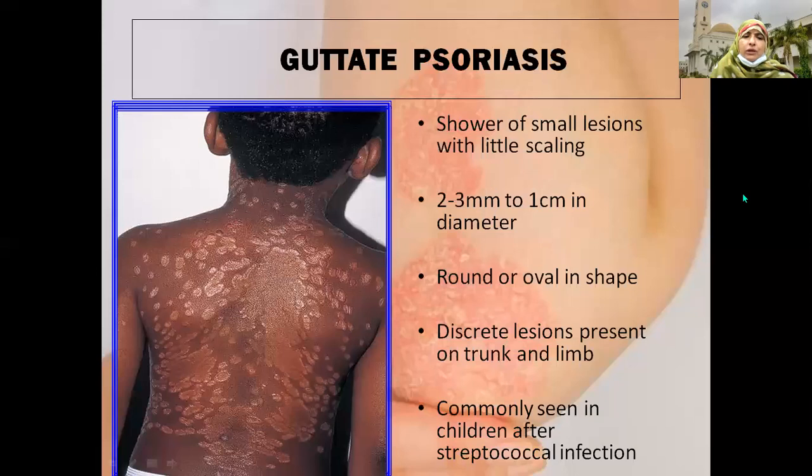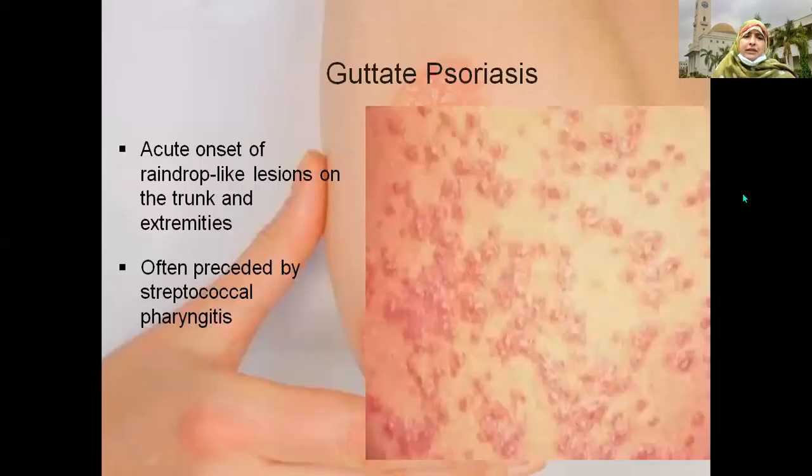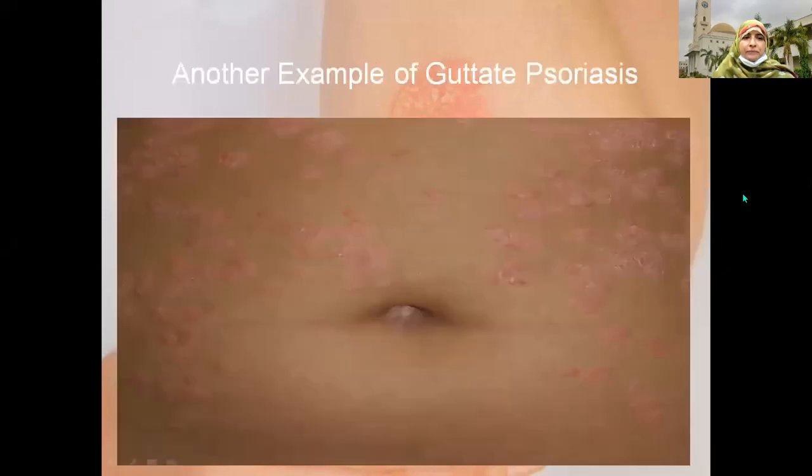And these are very small lesions, up to 2 to 3 millimeters to 1 centimeter in diameter, round to oval. And they're just like raindrops. These are discrete lesions present on the trunk. Here you can see there is an acute onset, often preceded by streptococcal pharyngitis. So this was guttate psoriasis. First one was plaque psoriasis, the commonest form, or the psoriasis vulgaris. Then we have guttate psoriasis.